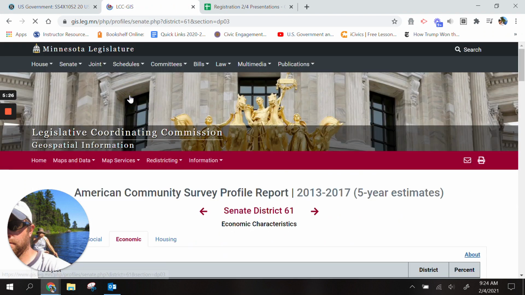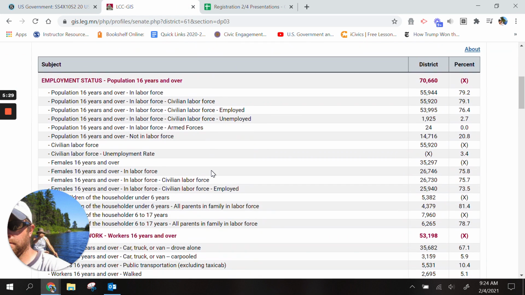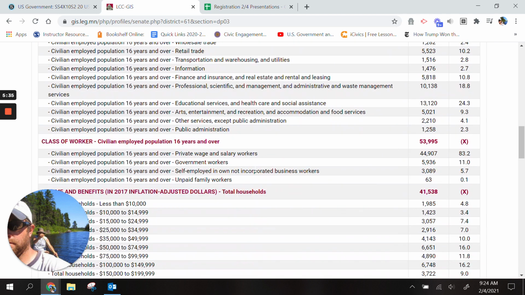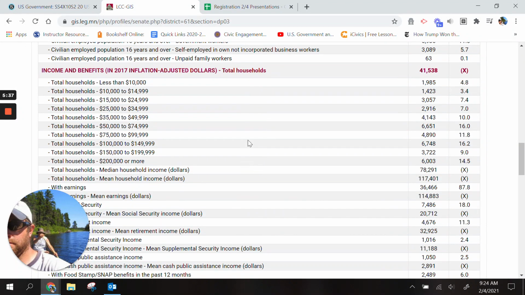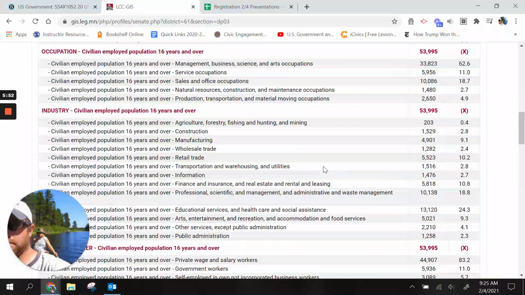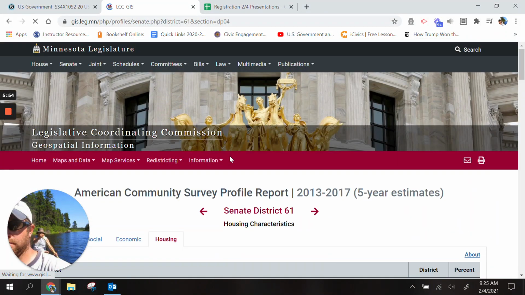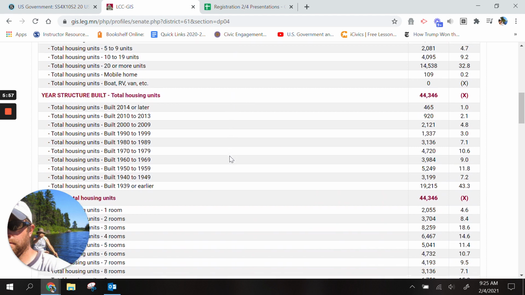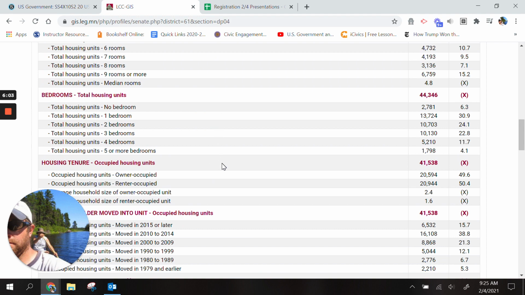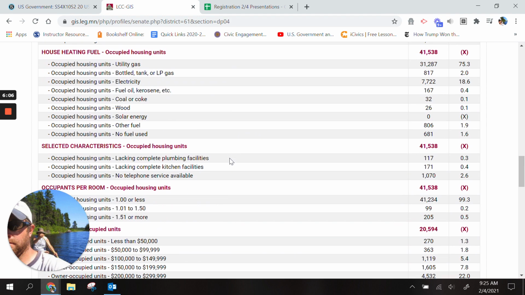So you could look up your own Senate district and find out these demographic details about where you live and your neighbors. I can go to economic and find out where people are employed, how they're employed, how many people, what the occupation is, industry, class of worker, income level of my district. So my neighbors, what's the median household income in my district? $78,000. That's not bad. That's not bad. Okay. All right. Health insurance. And I can also get information on housing for my district. Okay, so units in the structure, and then like the age of the homes in the district. That's kind of interesting. Bedrooms, housing tenure, all sorts of fun information about the district.